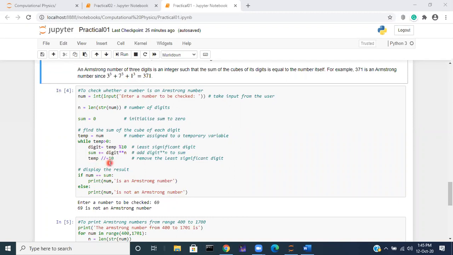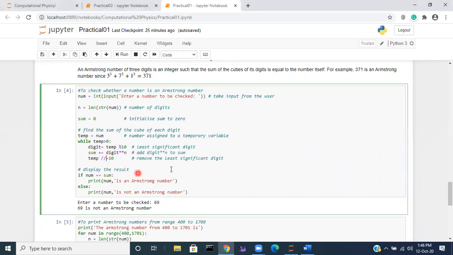Temp integer division by 10, and we store the number back in temp. So temp equals temp integer division by 10. So what is the meaning?